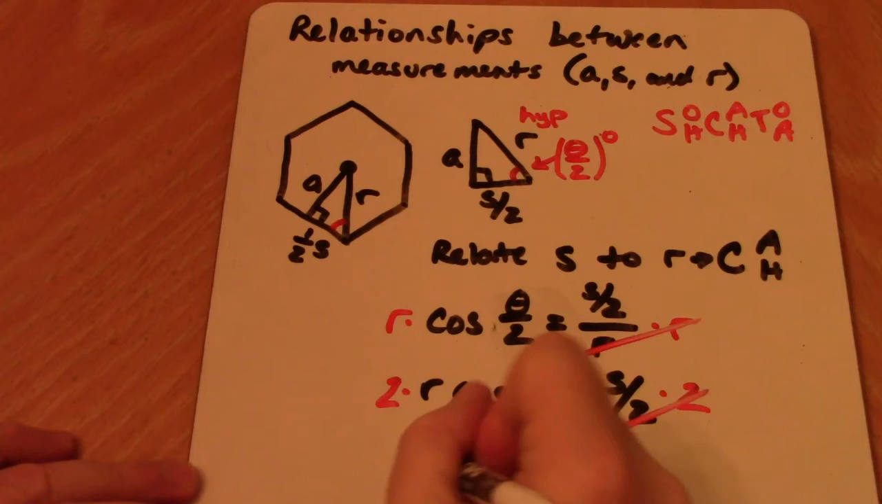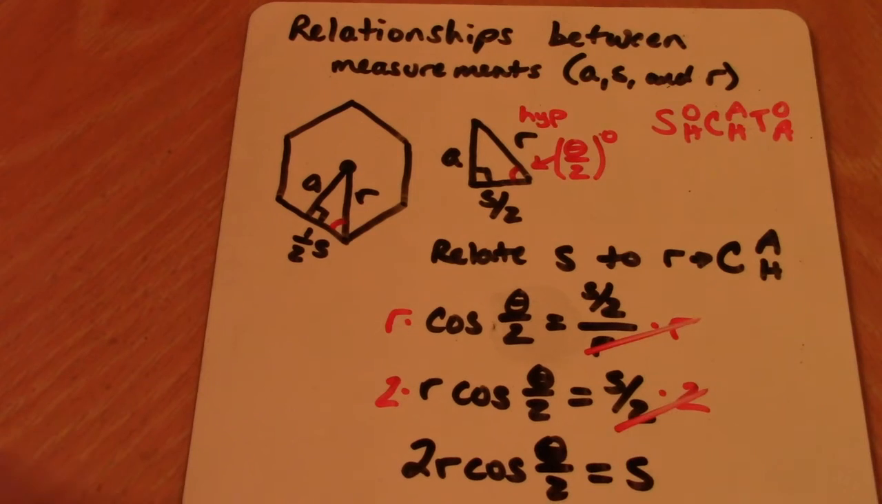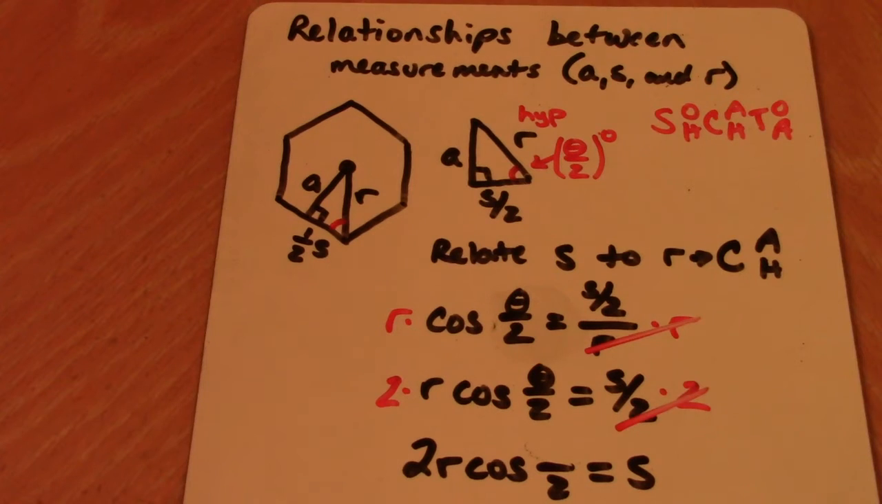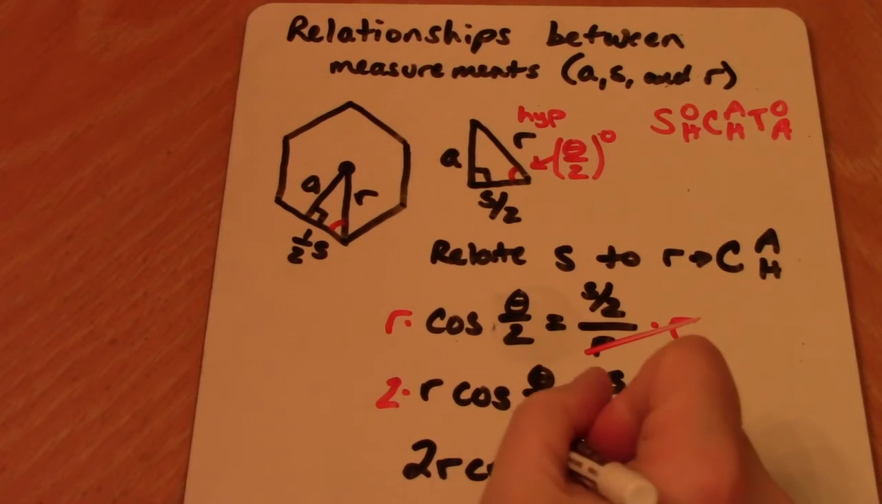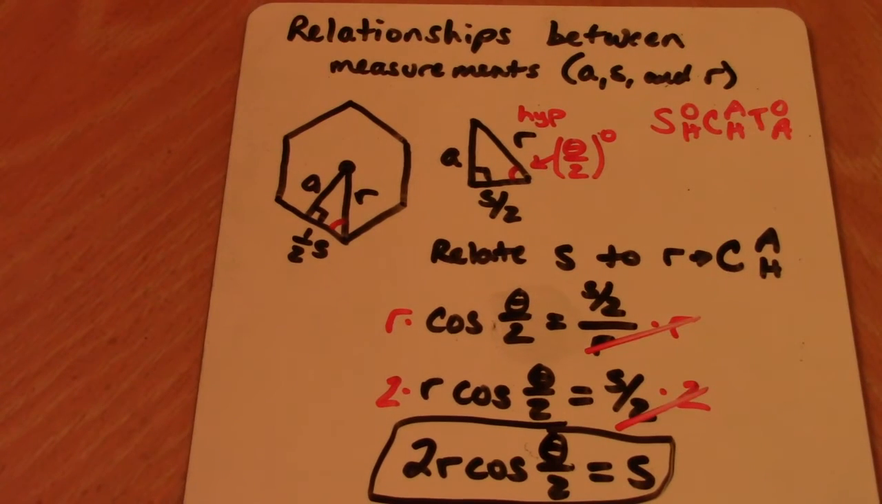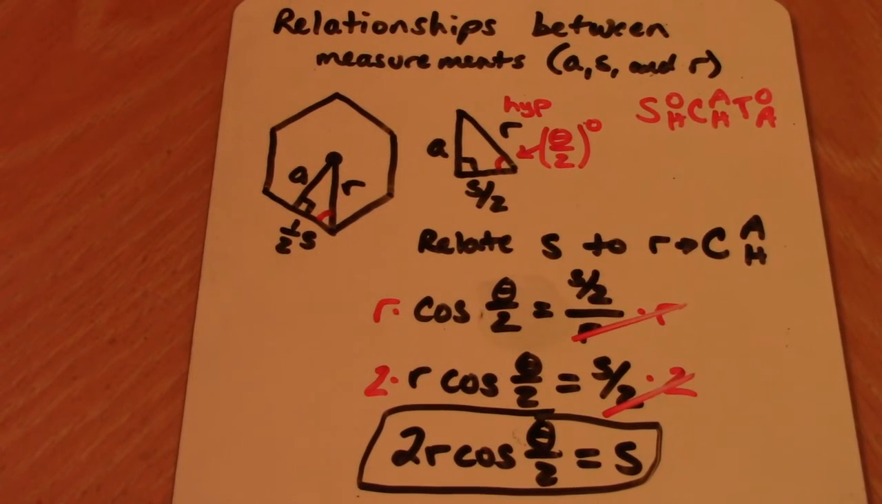What that gives us is the equation S is equal to 2R times the cosine of theta over 2. So that would be our relationship between S and R. Now we're going to repeat those steps 2 more times, only instead of relating S to R, we're going to use a different trig function to relate S to A, and a different trig function to relate A to R.